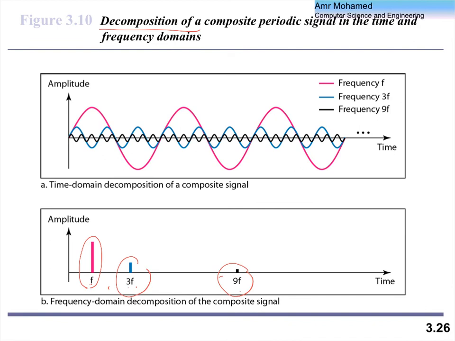Composite signal معناها بالعربي يعني مركبة. يعني for those of you, مركبة. يعني signal نفسها مركبة. It's composite signal.